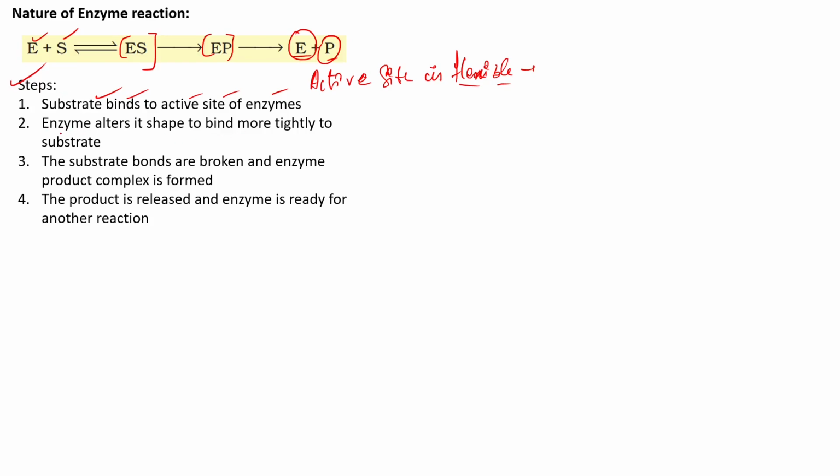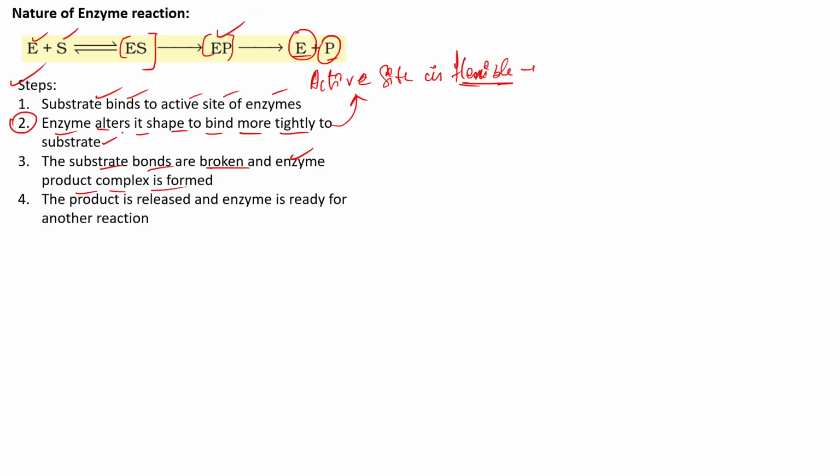Next, the second step is that the enzyme alters its shape to bind more tightly to the substrate. This second point itself tells us that the active site is flexible in nature. After the substrate binds, the active site can slightly modify itself according to the shape of the substrate, and it is now ready to catalyze the reaction. The third step is that the substrate bonds are broken or rearranged, and finally the enzyme product complex is formed.